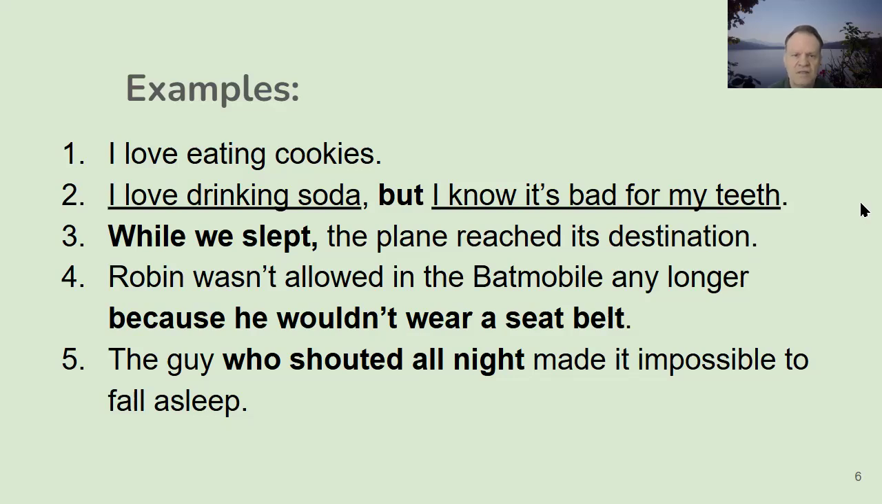Robin wasn't allowed in the Batmobile any longer. That's the main clause. And the reason, because he wouldn't wear a seatbelt. And in the third one, the guy who shouted all night, okay, so that's a subclause which tells us about the guy, made it impossible to fall asleep. Okay, so I'll talk a bit more about these types of sentences later.